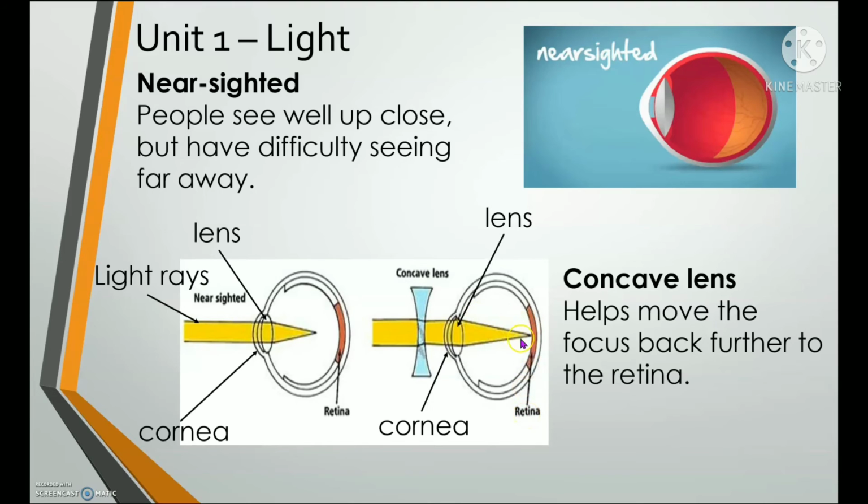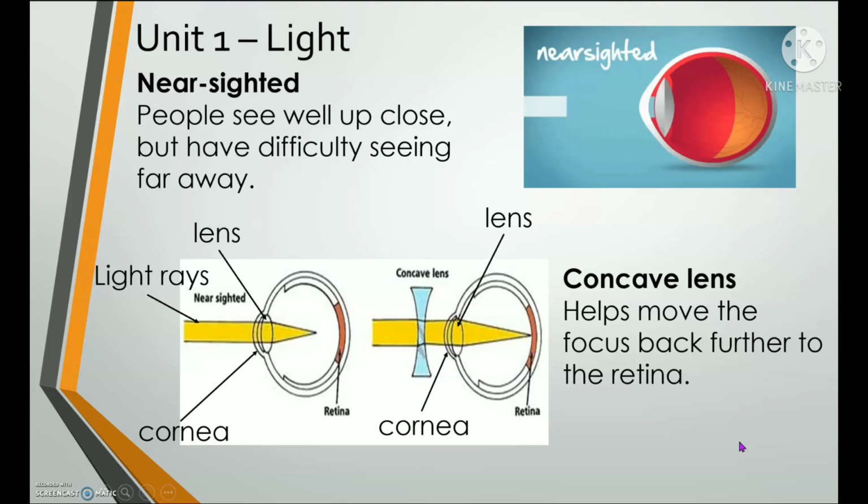That's why this nearsighted person, when they wear the concave lens, can see better, because the concave lens helps move the focus back further to the retina. As you can see, this is the nearsighted eye. And when they use the concave lens, it fixes the focus of the light ray.